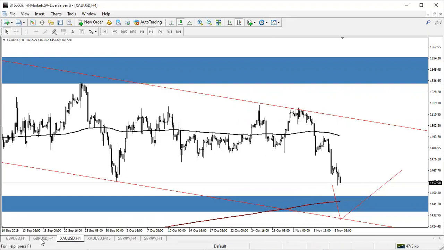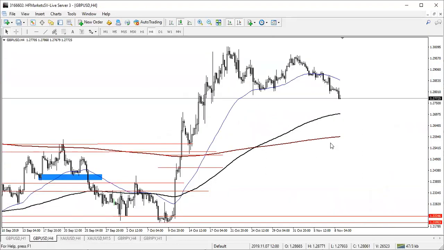Now, Pound USD. The chart is a bit dirty because we have been trading this for a while now. So let's focus on the current situation at hand.